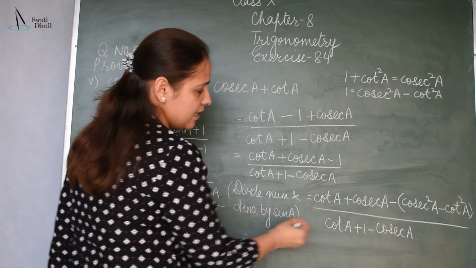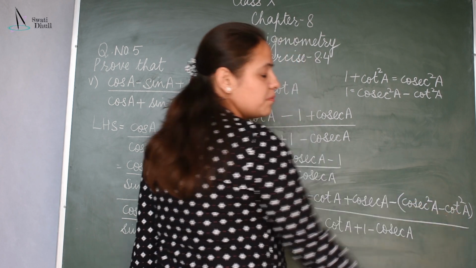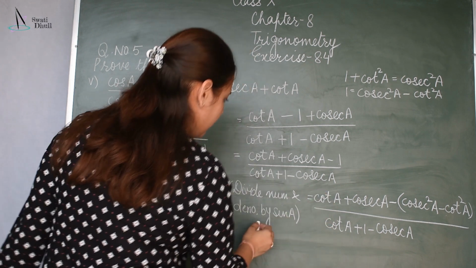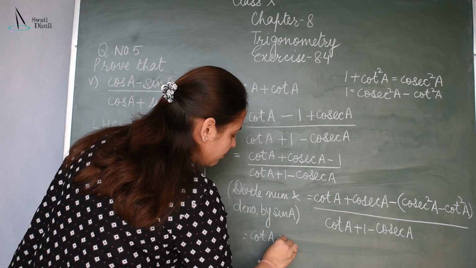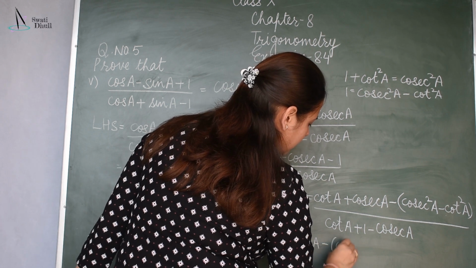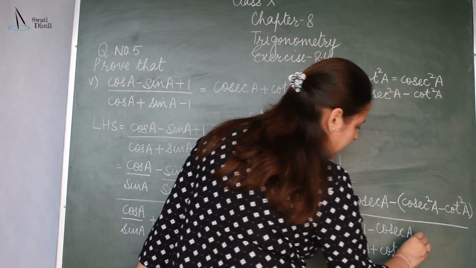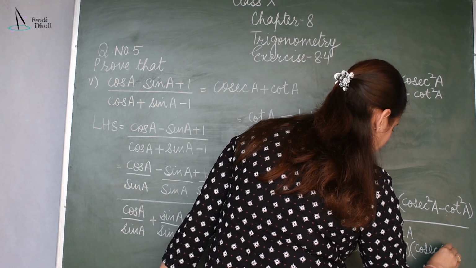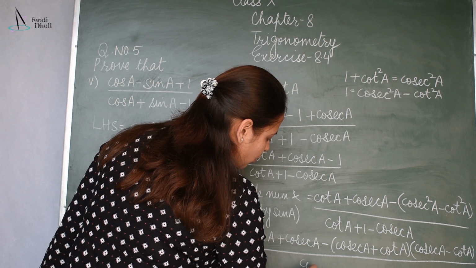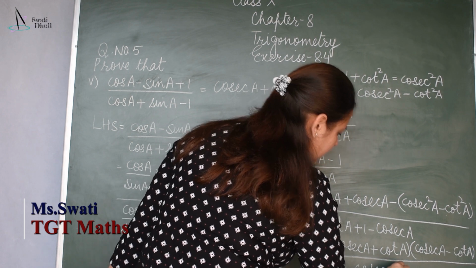Now see here, this cosecant square A minus cot square A is a square minus b square. So a square minus b square is (a plus b) into (a minus b). So I can write it as cot A plus cosecant A minus (cosecant A plus cot A) into (cosecant A minus cot A), divided by cot A plus 1 minus cosecant A.